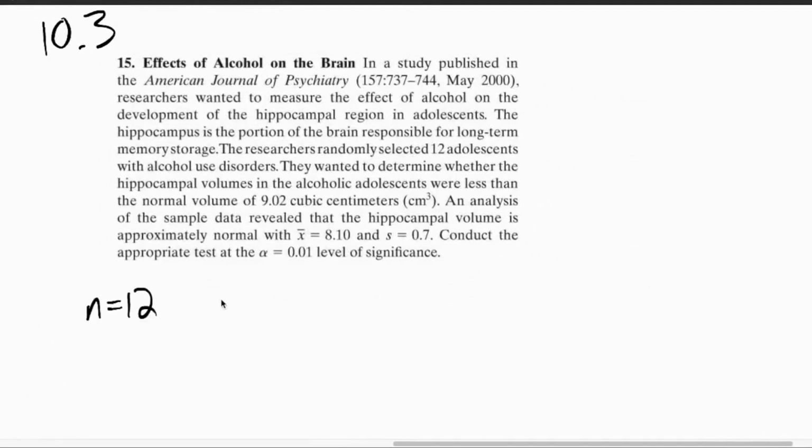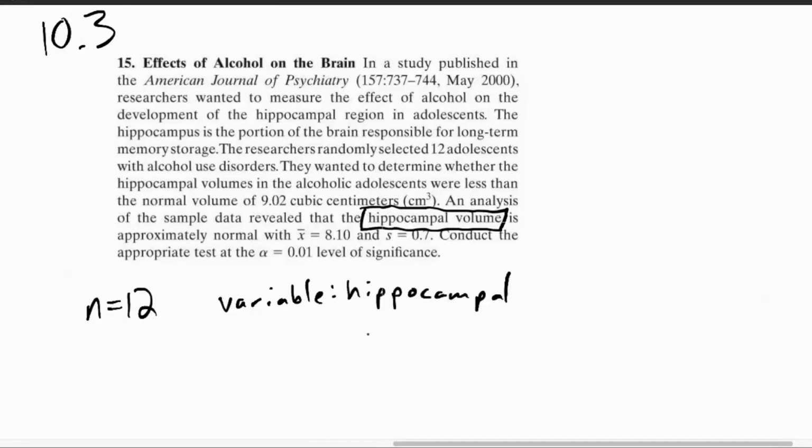What's the variable that's being looked at? The effect of alcohol on development of the hippocampus. That's what they're wondering about. What are they actually measuring to see how alcohol affects their brain? We wanted to determine whether the hippocampal volumes in the alcoholic adolescents... Here's the variable right here. Hippocampal volume. Somehow they're figuring out the size of their hippocampus in adolescence, and that's being measured in cubic centimeters. So it's a number. It's a quantitative variable.